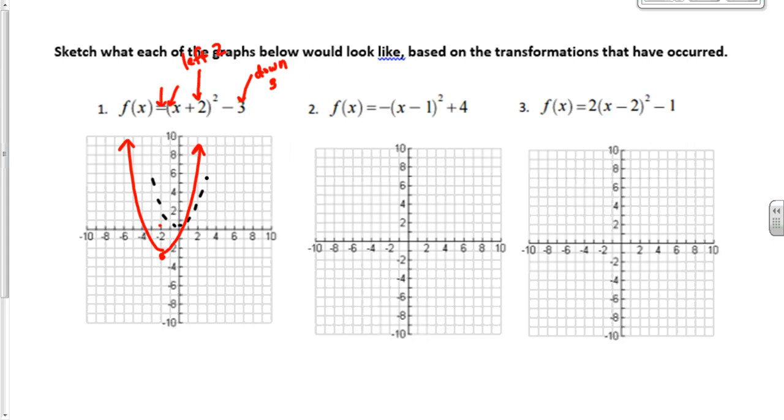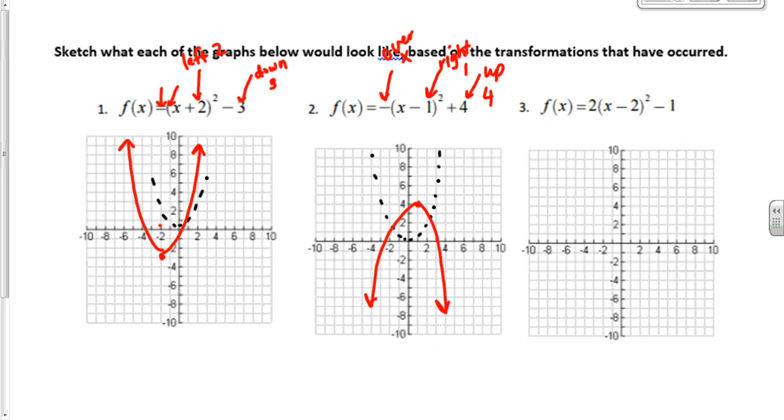So let's look at the next one. This one we have 3 changes that have occurred. We've got up 4, we've got to the right 1, and then we've got this negative, which is on the outside of the parentheses. Since it's on the outside, that means it's been reflected over the x. Okay, so again, I'm going to sketch my parent function just for reference. Okay, that was not a very good one, but you get the point. Okay, so right 1 and up 4. That means my new vertex is right there, but it's been reflected over the x. That just means it is now concave down. Okay, so that's an approximate sketch of my new graph.